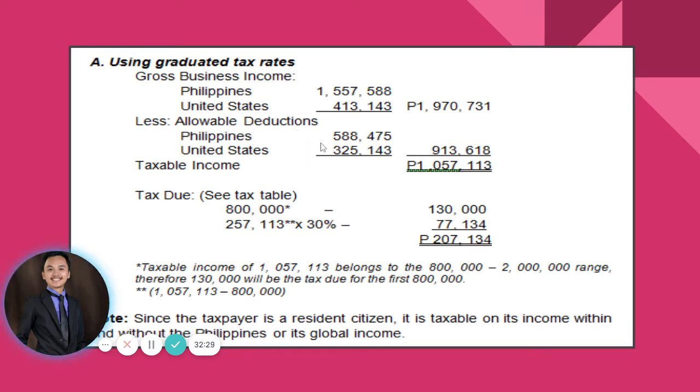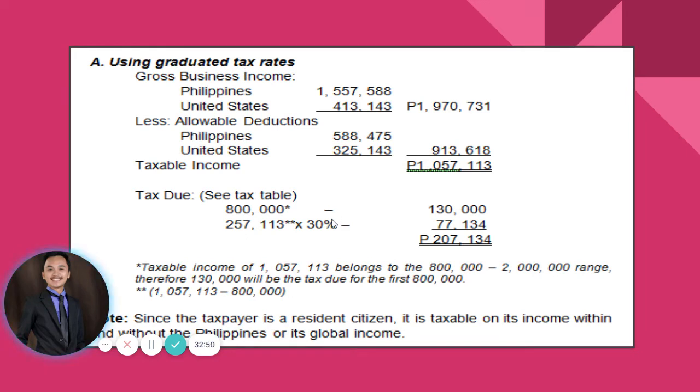So we have a total expenses also of 913,000. Therefore, your total taxable income is 1,057,113. So this is an income from business. Okay? Income from pure business. So A, compute for the tax due using graduated tax rates.